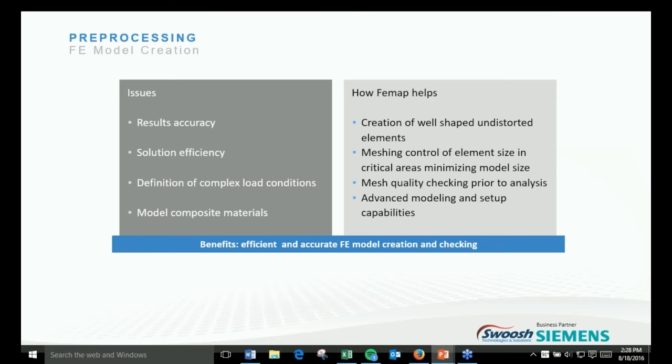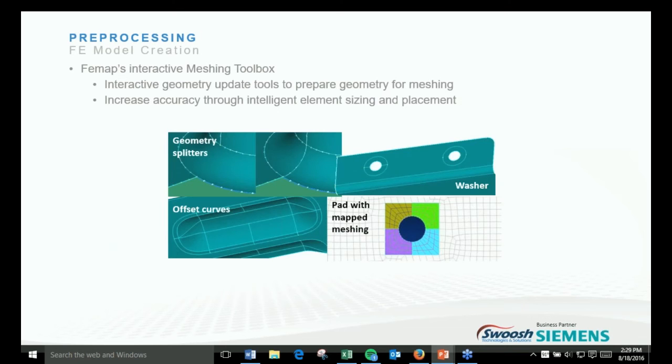FEMAP helps with these issues with a powerful meshing capability through the interactive meshing toolbox, which you saw. Besides numerous tools to help place well-shaped elements around the typical stress risers in the model, you can also apply a number of quality checks prior to the analysis submission. This just all streamlines the simulation process and keeps it moving efficiently. So the tools available in FEMAP's meshing toolbox help you interactively modify geometry prior to that mesh creation.